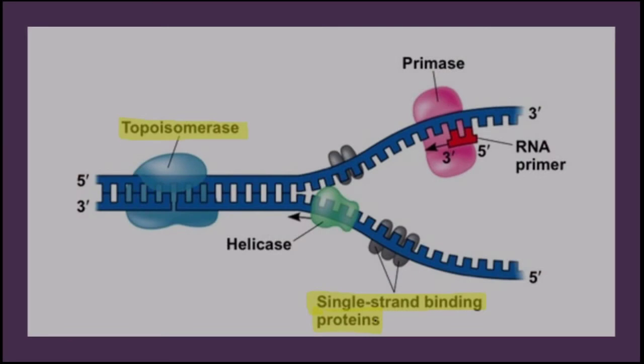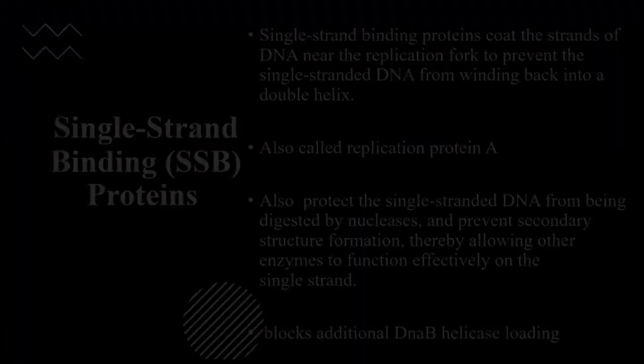DNA helicase is followed by the action of topoisomerase, single-stranded binding protein, and the enzyme primase. In this image, you can see the Y-shaped replication fork is formed. To this, the helicase is bound on the single strand, and topoisomerase and the single-stranded binding protein are also bound.